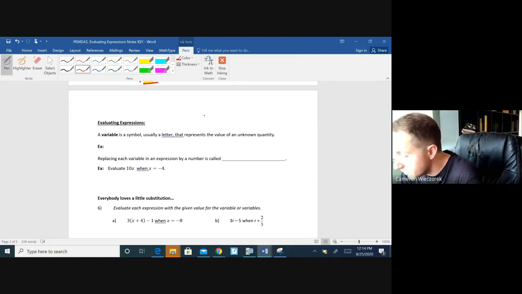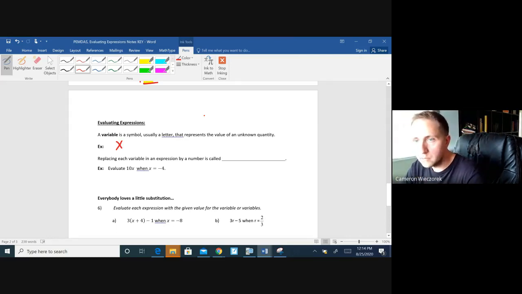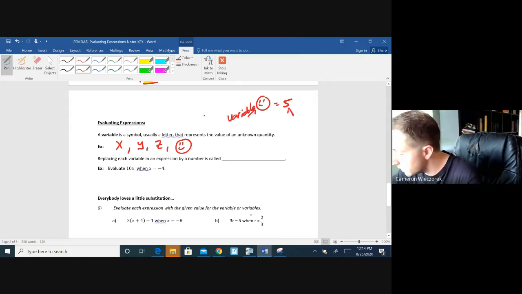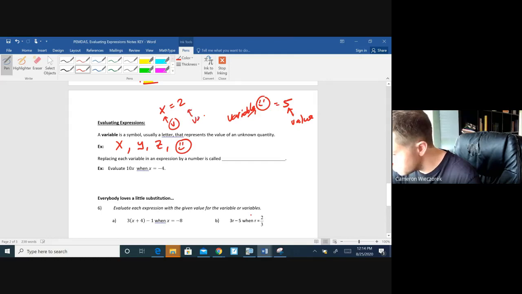Everybody's favorite celebrity variable to use is just the letter X, usually. In some problems, X might be 5. In other problems, X might equal 7. It's going to depend on the problem that they give you. X, Y, could be Z. Hey, it could even be a smiley face, right? Sometimes in a problem, they might say smiley face equals 5. This right here would be your variable. And this would be the quantity or the value that that variable takes on. X equals 2. Here's your variable, and here's the value that that variable takes on.